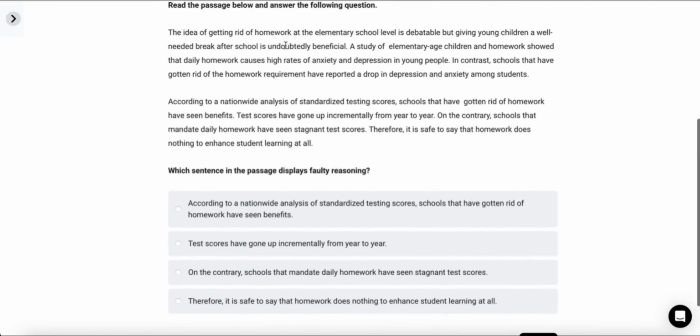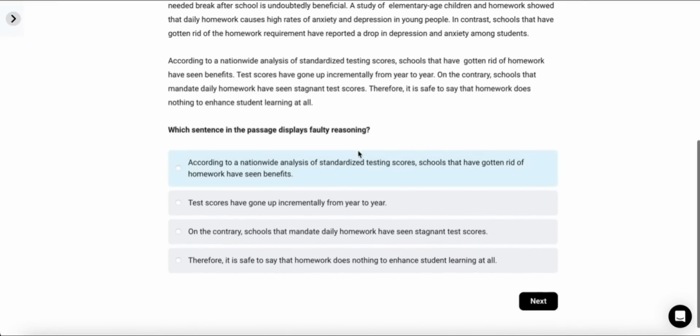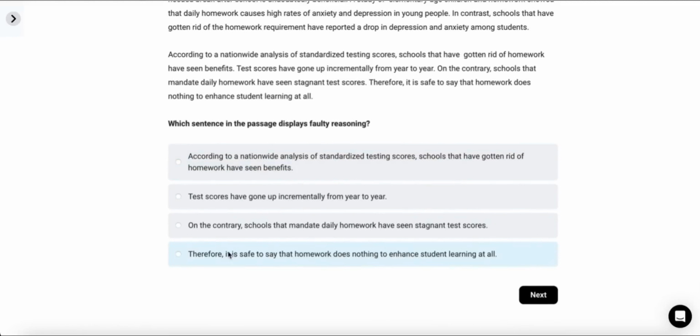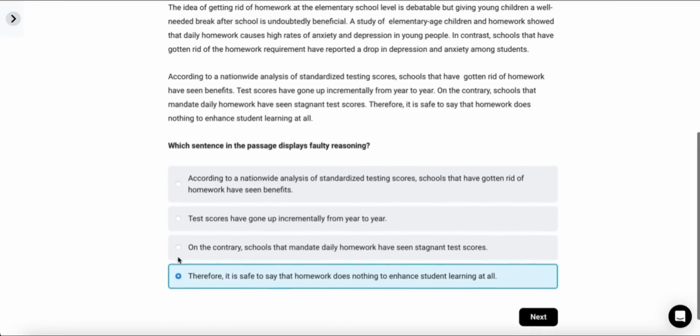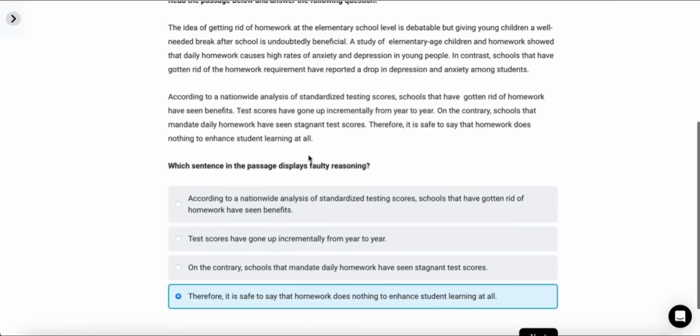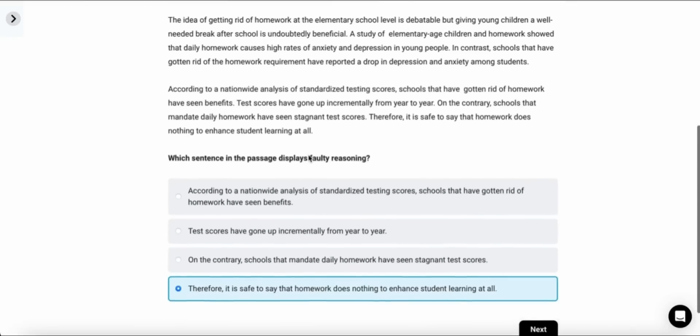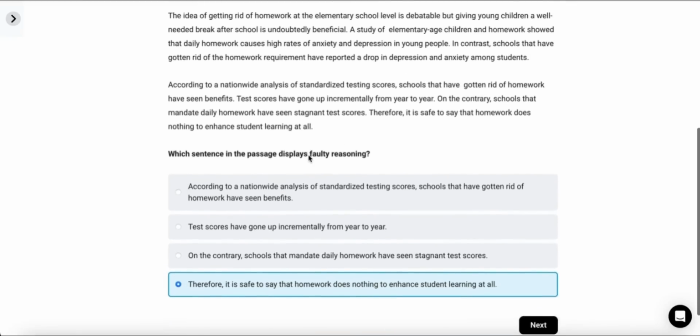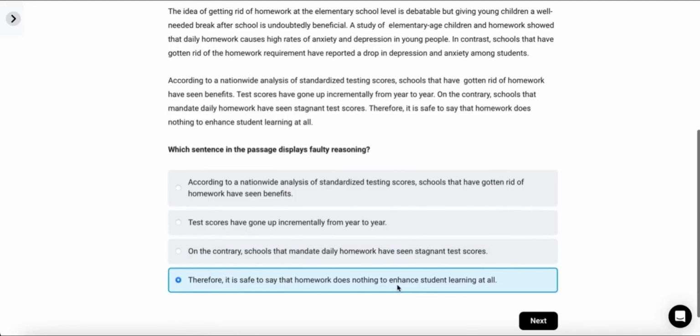So the purpose of this passage is to talk about the frequency of the homework, not homework in general at all. So to come up with the conclusion that homework does nothing is a jump that is not supported by the facts listed in this passage. Again, it's talking about if you do homework every day, the level of quality of testing has stagnated. So this is the correct answer here.